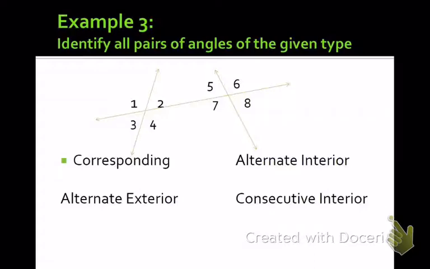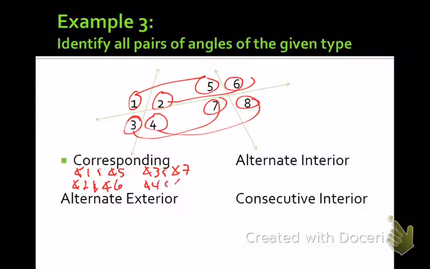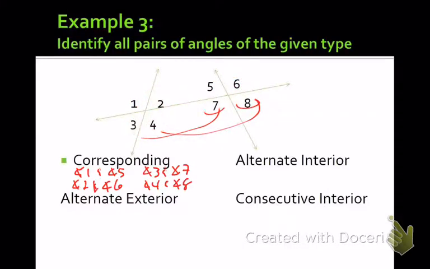Corresponding angles. The ones that are going to be in the corresponding Foursquare courts would be 1 and 5, 2 and 6, 3 and 7, and 4 and 8. Lots of those guys, right? Okay.